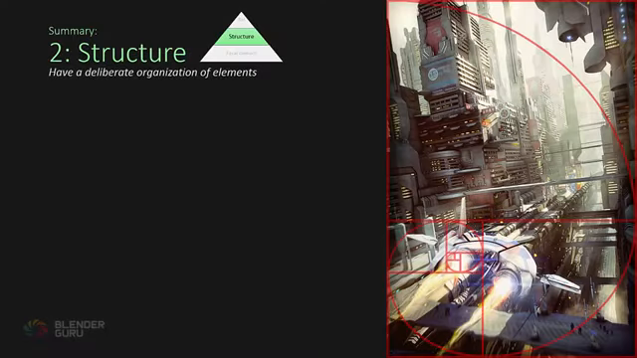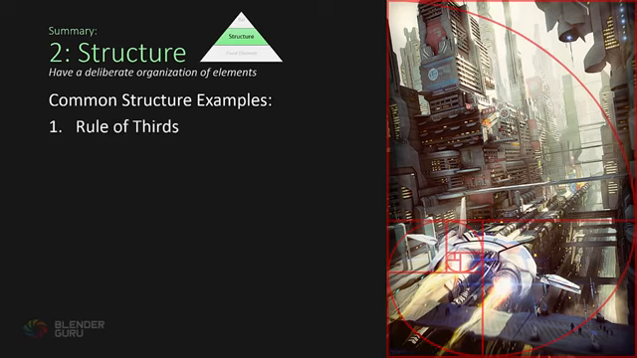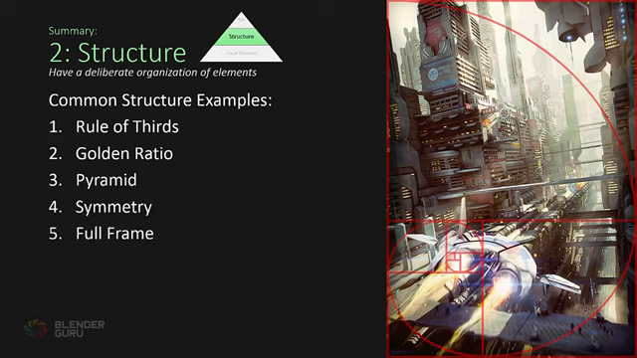All right, so that is structure, having a deliberate organization of elements. Any structure, doesn't matter which, provided there is something that the viewer can orient themselves to. Rule of thirds, golden ratio, pyramid, symmetry, full frame. Those are 5 you can try out. If you're just starting out, I'd recommend rule of thirds, because that's really one that is tried, true, proven, works really well. So give that a go.